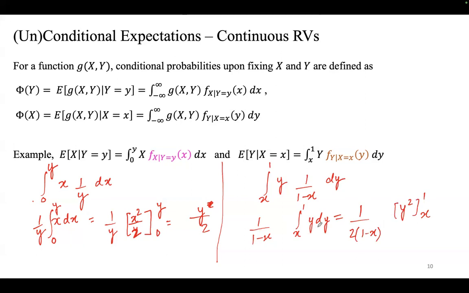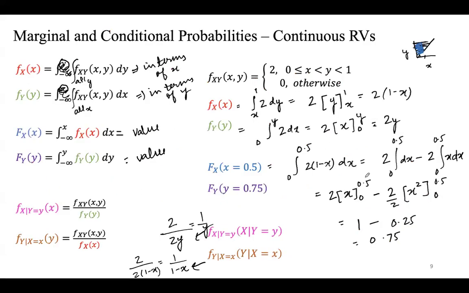Y square by 2, no? The 2 I've taken here. Okay, 2 is a constant, no? So I've just taken it outside. 1 minus x was here. This constant, we calculated this thing. 1 upon 1 minus x. Remember? That is okay, ma'am.